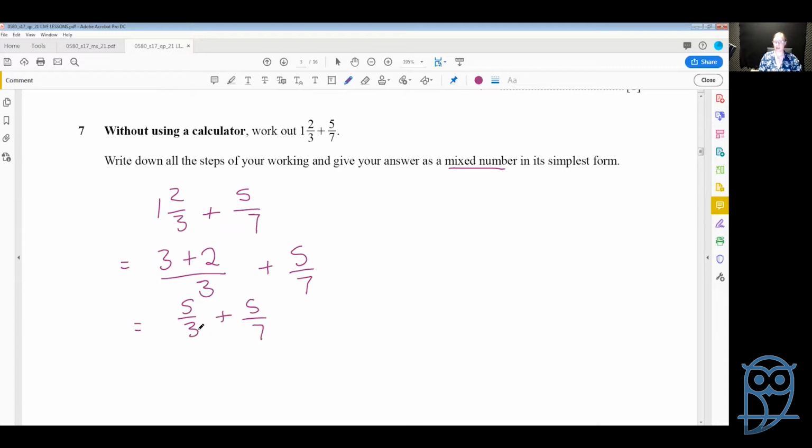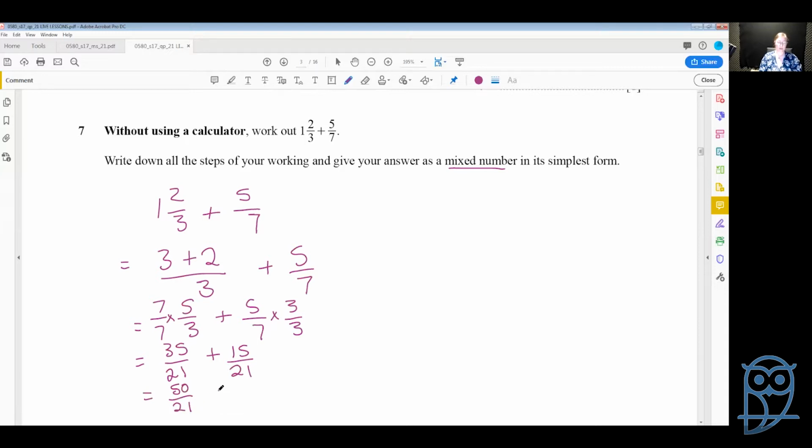We can't just add these because our denominator is not the same. So we need to multiply these in order to get them to be the same. So I'm going to multiply by 7 over 7 over here, which is 1. And I'm going to multiply here by 3 over 3. So that's going to give me 35 over 21 on this side. And here it's going to give me 15 over 21. So our answer is 50 over 21.